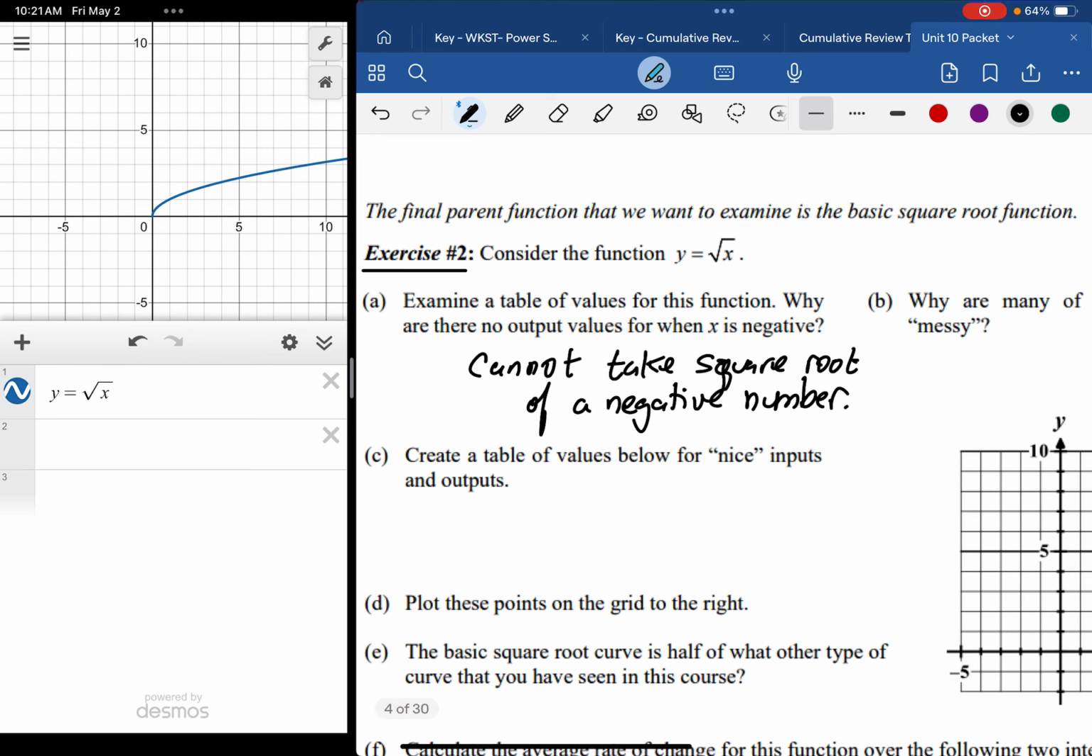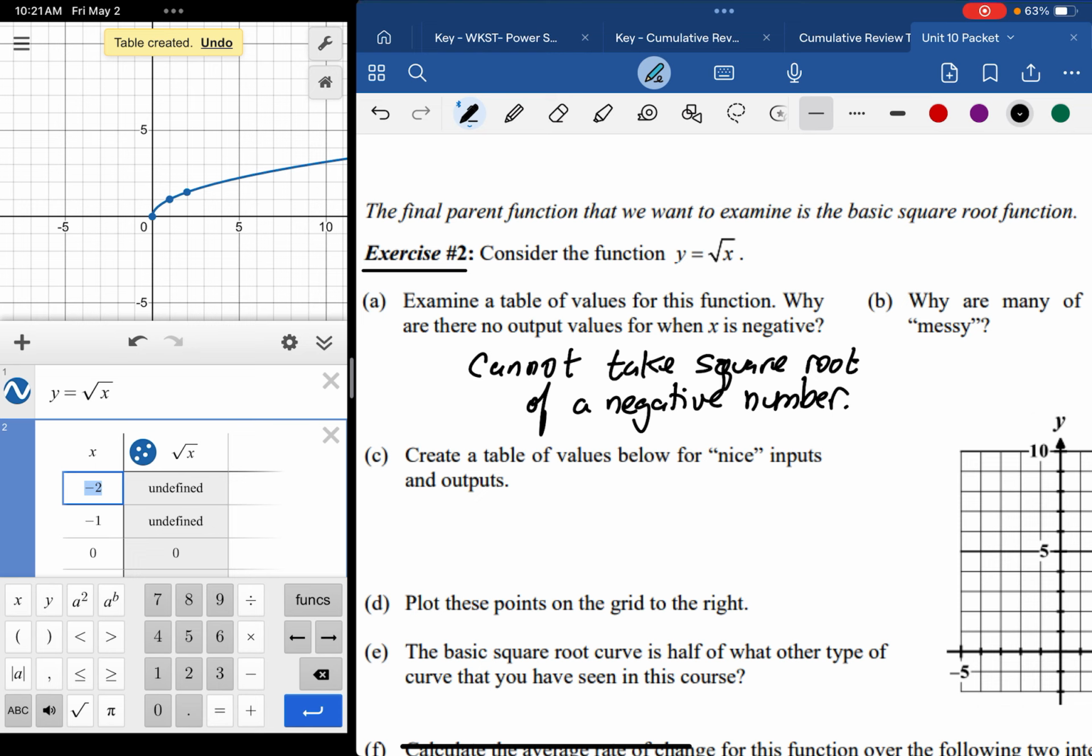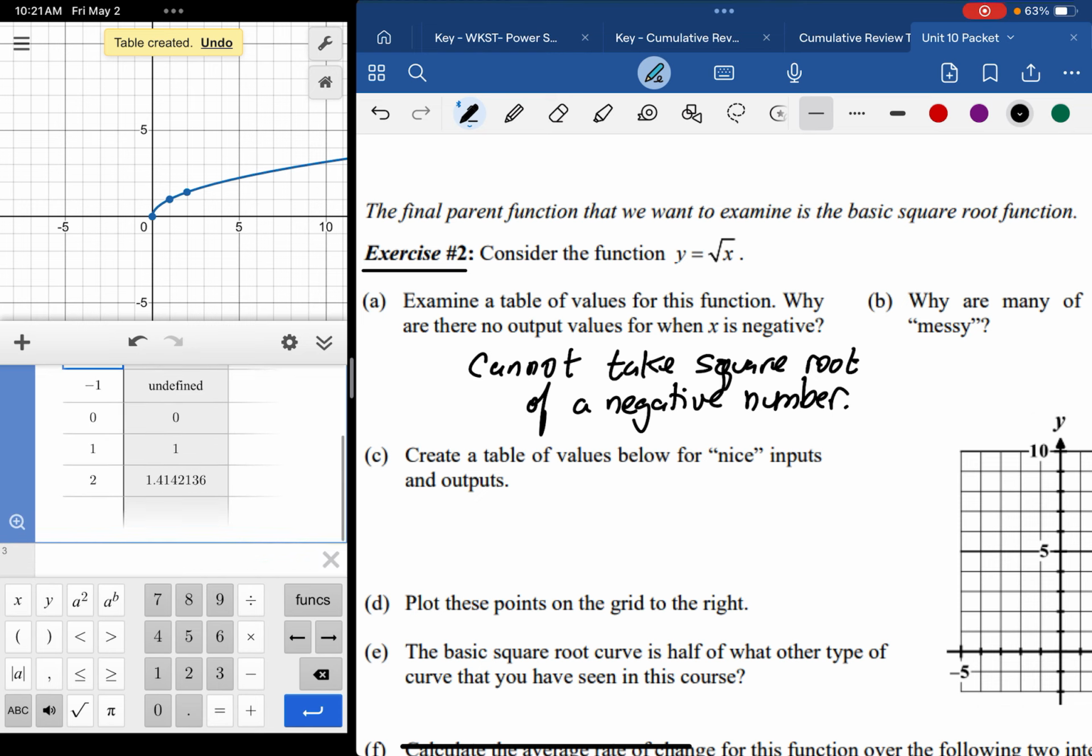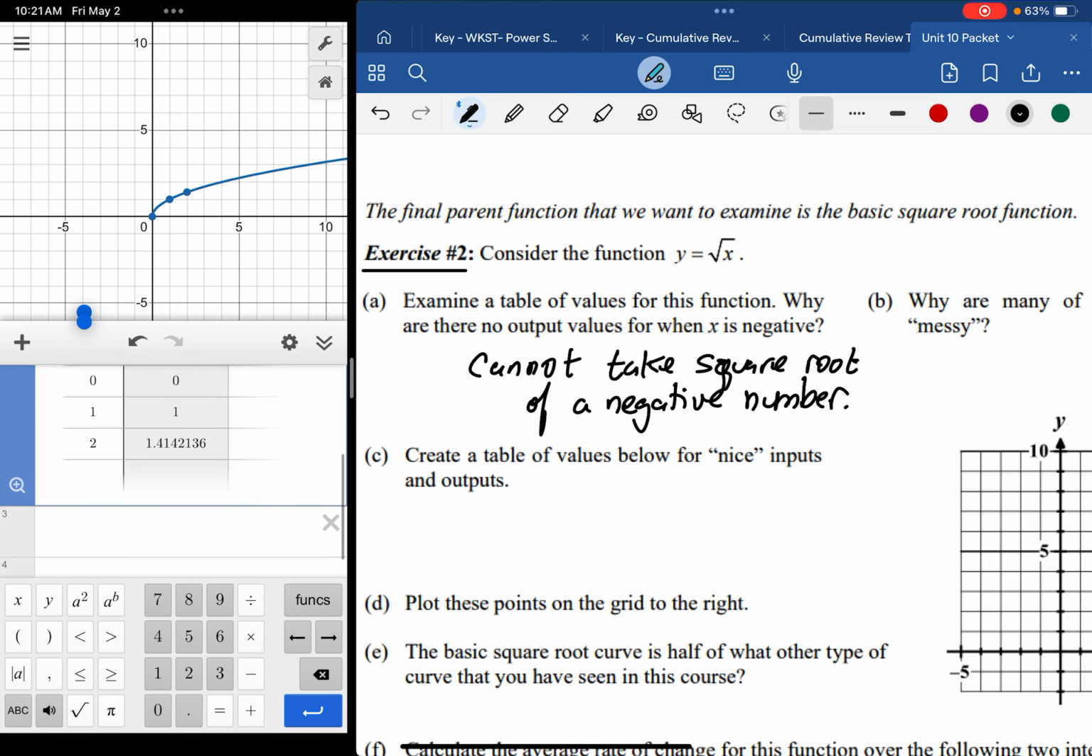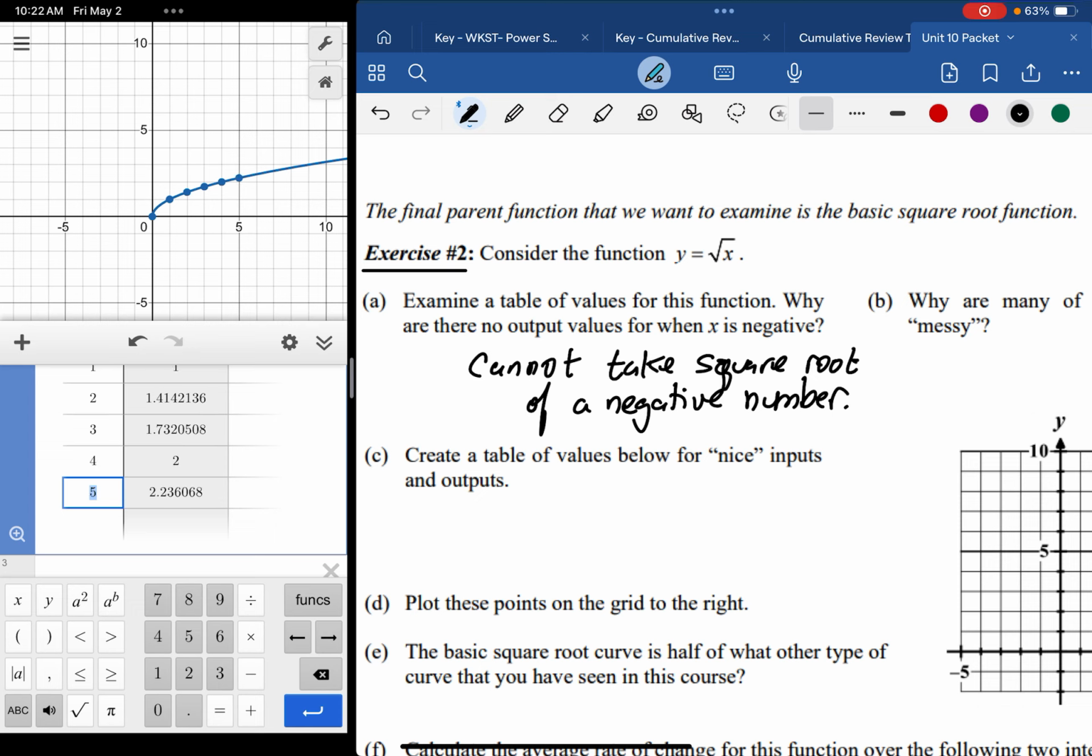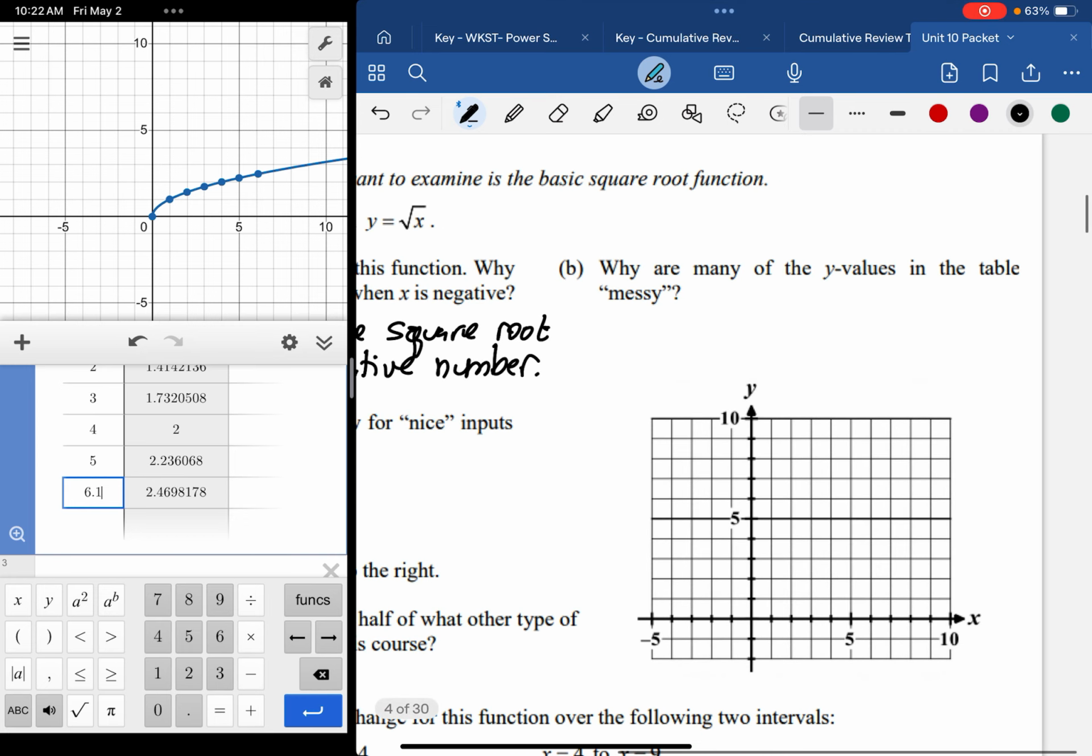The table of values: again, you hit that little gear icon, tap on the table, and it'll populate a table for you. And you see, for the negative x values, you have undefined, but then you have the positive values that are all populated. I could put in decimal values, I could put in whole number values. I'll just put in a 3, 4, and a 5. You see some of them are nice and clean. Others are what they call messy. If I put in a decimal, like 6.1, it still gives me a number. So decimal inputs are okay as long as they're non-negative, so they're going to be 0 or more.